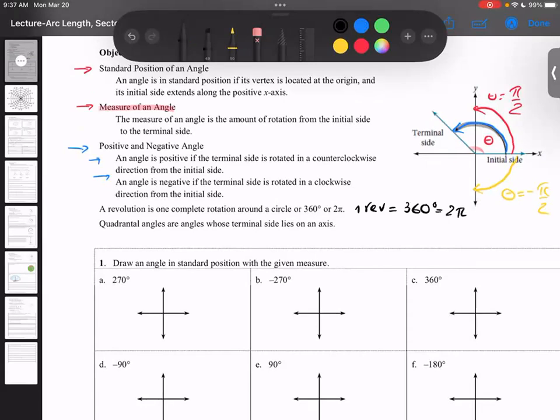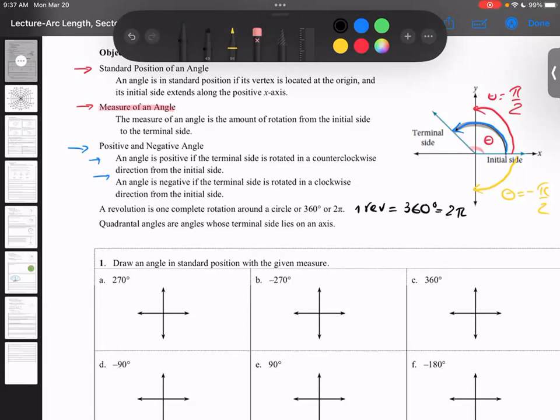By the way, I know that when you took this class in high school and whatnot, you used degrees a lot. And it makes sense to you, right? If I say 90 degrees, you know what it looks like. If I say 60 degrees, you know what it looks like. But if I say pi over 3, you're like, what is that?